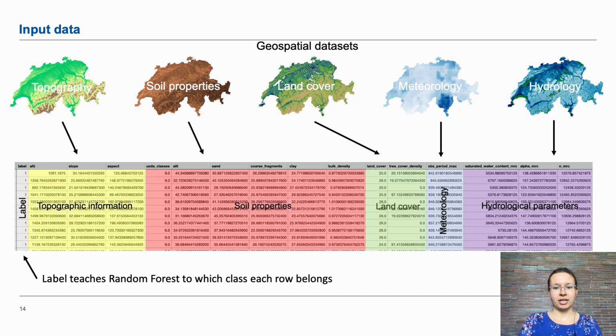The training dataset for the random forest has a tabular structure where each row represents either a presence or absence location, and each column is one feature, meaning information from one of the just presented datasets. One column also provides the labels that contains the information to which class the row belongs.